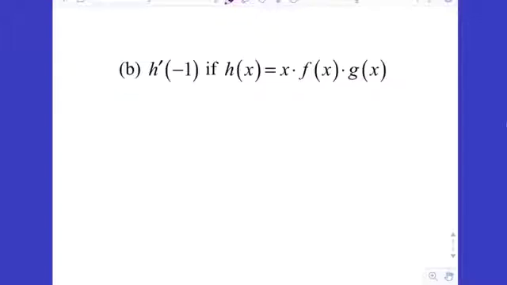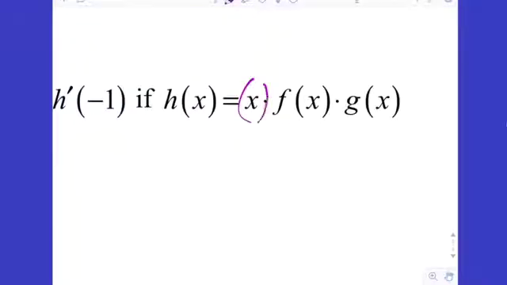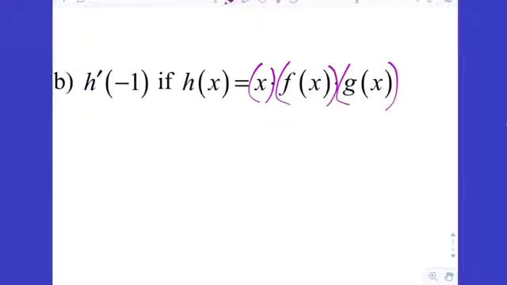Find h prime of negative 1 if h of x is x times f times g. What rule are we going to use here? Product. How many factors? 3. So how many terms will I have? 3. So here's what I'm going to do. I'm going to say h prime of negative 1 is. Now I'm going to go through and take the derivative of each one, but then instead of just saying f prime of x or g prime of x, I'm going to say f prime of negative 1, g prime of negative 1. And then I'm going to plug in a negative 1 for x.